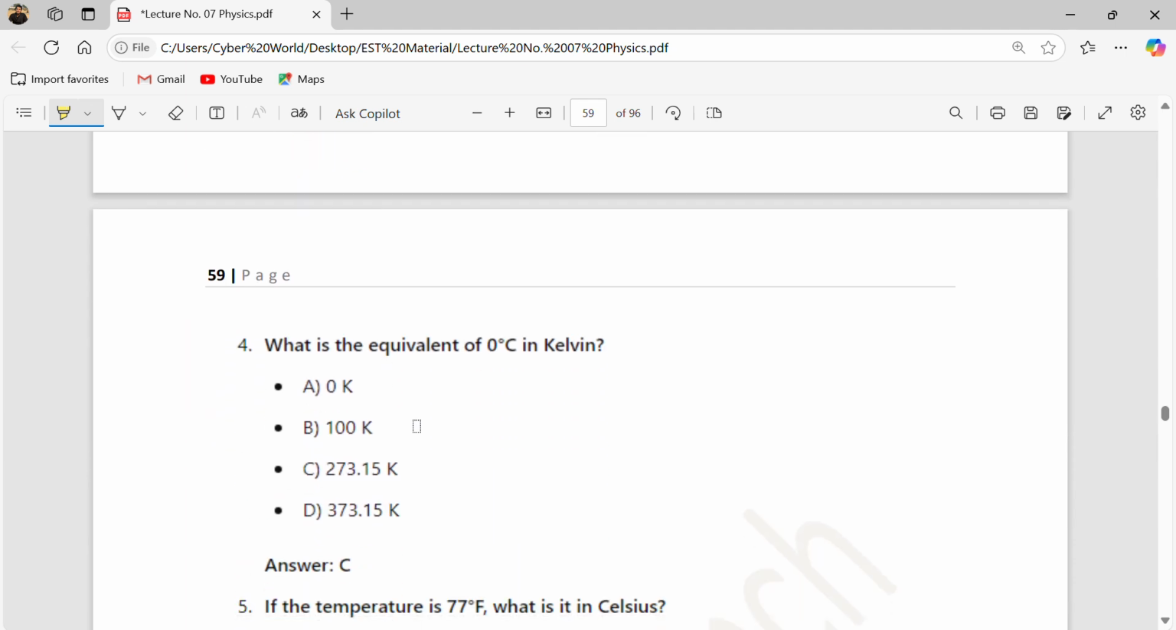Now, what is the equivalent of 0 Celsius in Kelvin? As I mentioned before, there is a relationship to convert Celsius into Kelvin and Kelvin into Celsius, because Kelvin is equal to Celsius plus 273.15. Okay, sorry. So if Celsius is 0, then Kelvin must be equal to 273.15. So the correct answer is answer C. Okay.